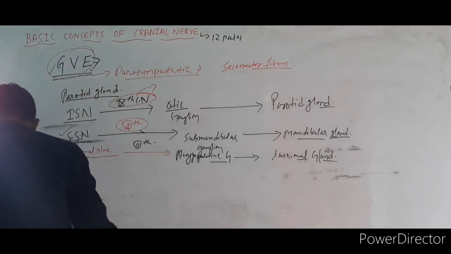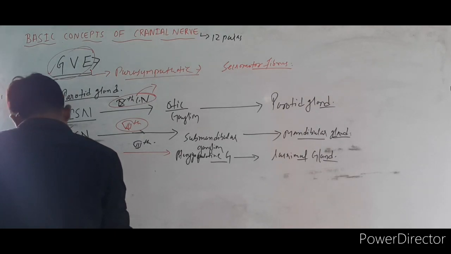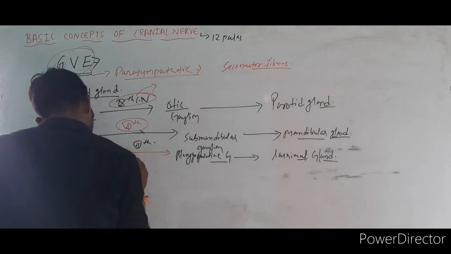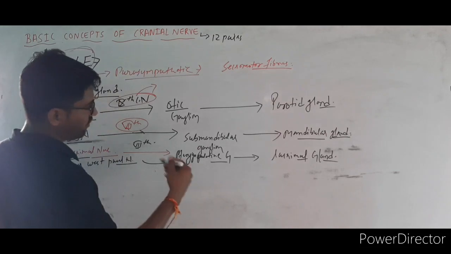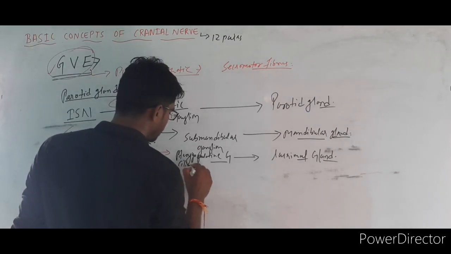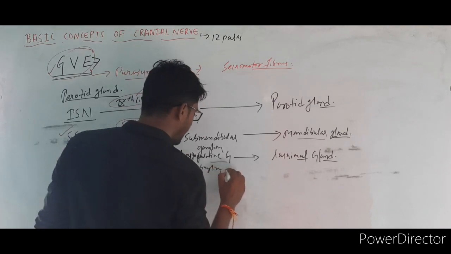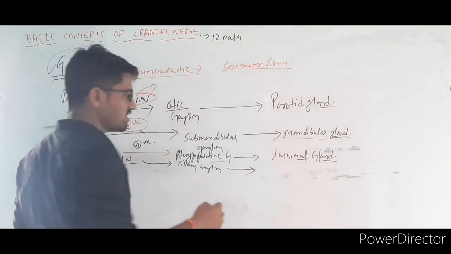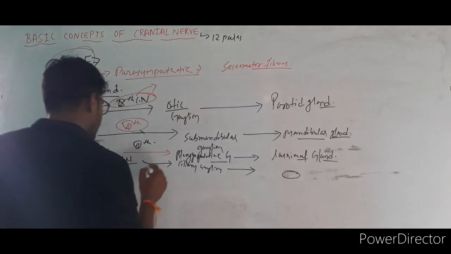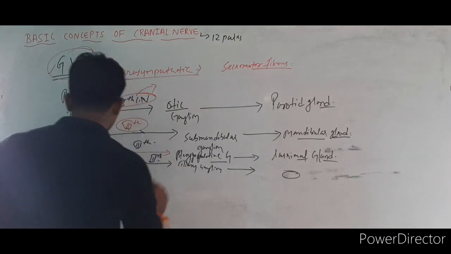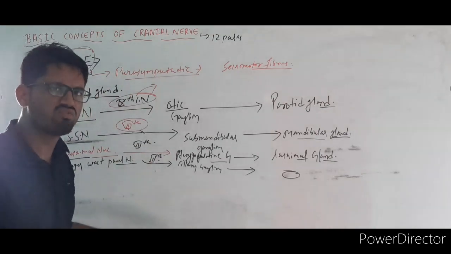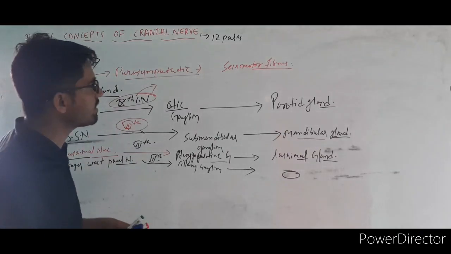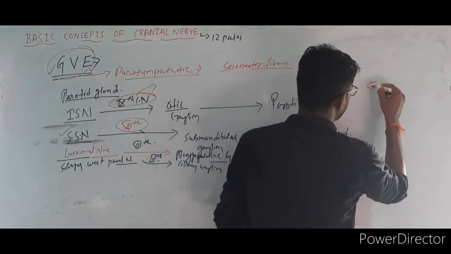Now, the next nucleus is called the Edinger-Westphal nucleus. Its fibers go to the ciliary ganglion, and from here it supplies the ciliary muscles. This fiber is carried by the third cranial nerve. So whenever we talk about the third cranial nerve, the general visceral efferent fiber is there, and we have to write it. So this is all about the efferent.